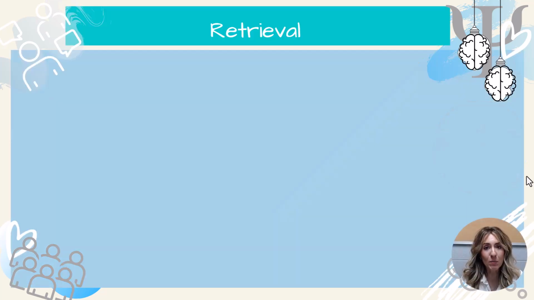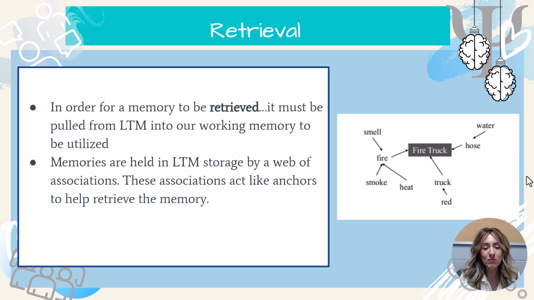When we are talking about retrieval, just some background information. In order for a memory to be retrieved, it must be pulled from our long-term memory, that's LTM, into our working memory to be utilized. So when we talk about retrieval, we are talking about the long-term memory, which a lot of us think about, but also the working memory. We need both of those aspects to do the retrieval.